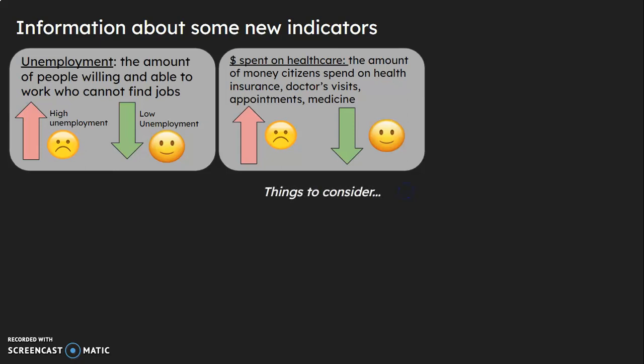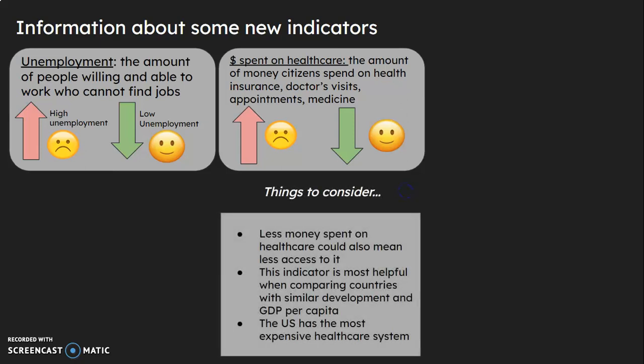However, there are some things to consider. Number one, less money spent on healthcare could also mean less access to it. And usually this indicator is most useful when you compare countries with similar development and similar GDP per capita. Another interesting fact is that our country, the United States, has the most expensive healthcare system in the world. However, we are still considered to be a more developed country.